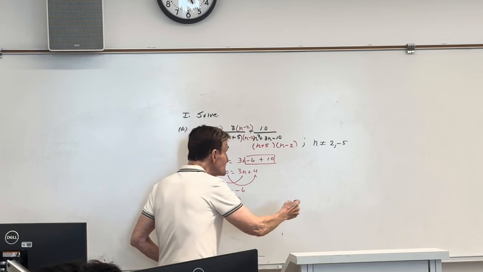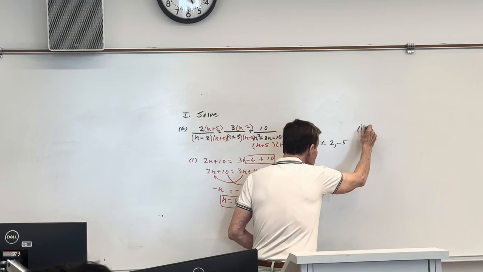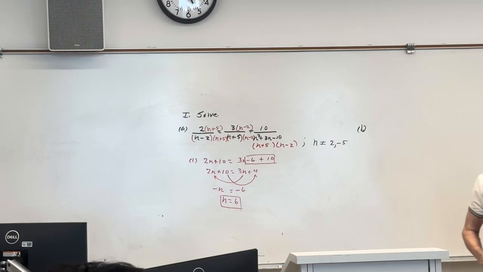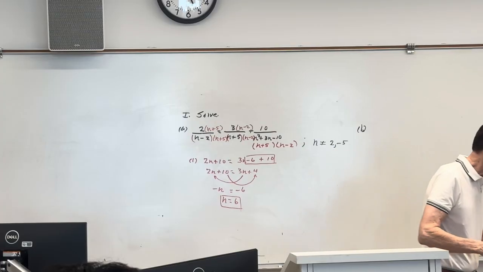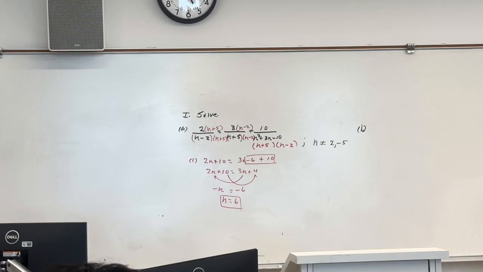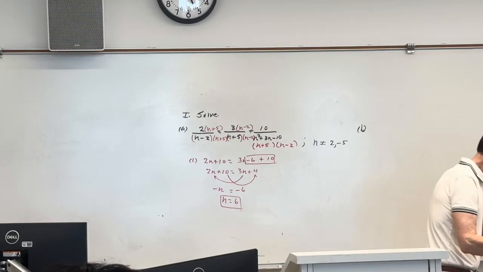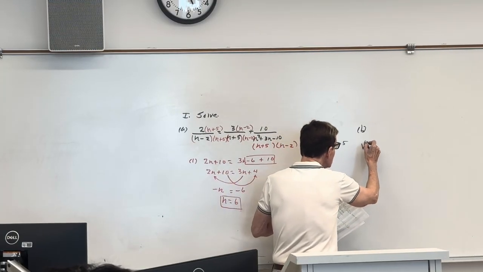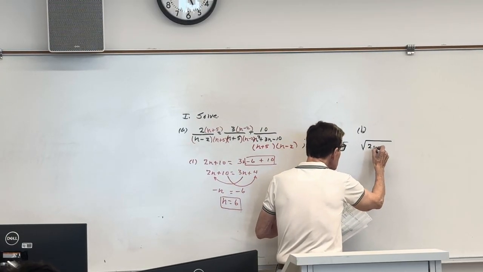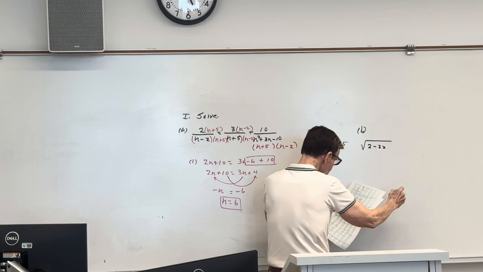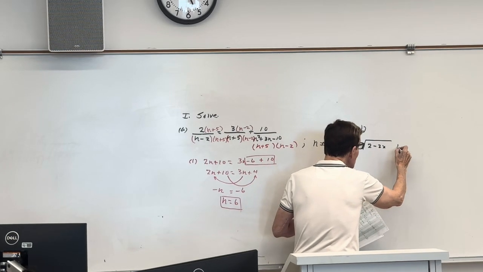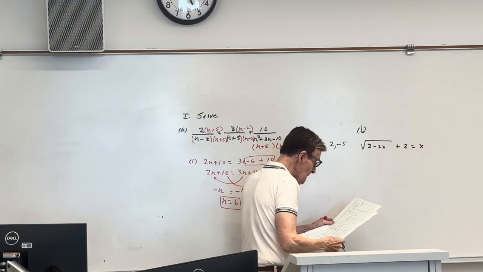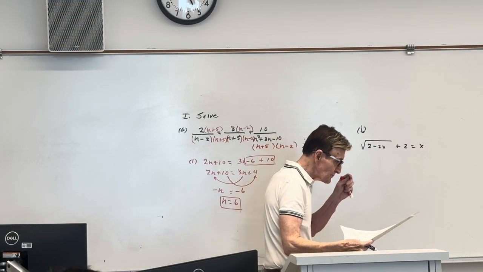Now, part B. Just a little connection to what we were doing last Wednesday. Now, let's see if I can move this so I can, into this. Square root of 2 subtract 2x plus 2 is equal to x. Let's solve for x.